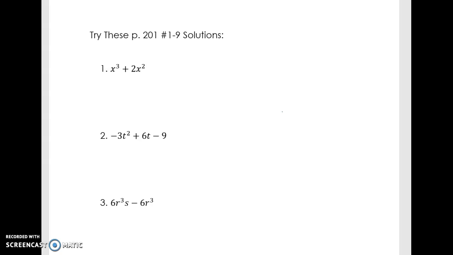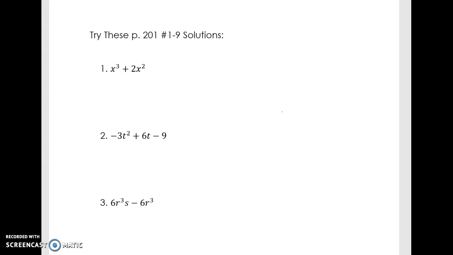Okay, get out your homework from last night, the Try These Problems numbers 1 through 9 from page 201. I'm going to solve the problems here in this video, so this will serve as your answer key. So please check your work. Any of the ones that you missed, go ahead and try to pause the video, try to fix the ones that you missed, and if you have any questions, send me an email.